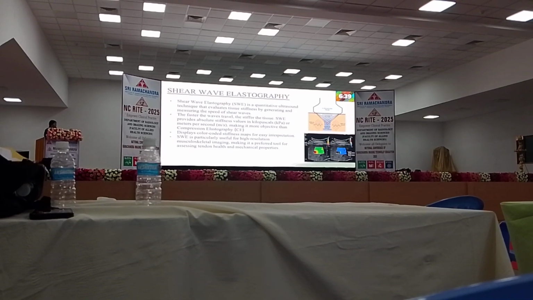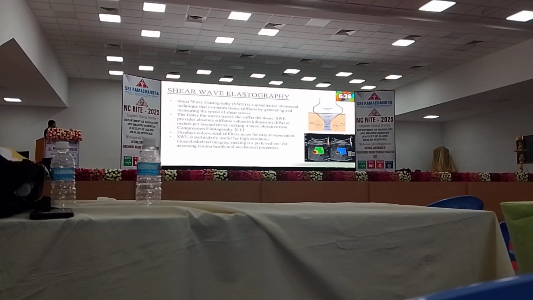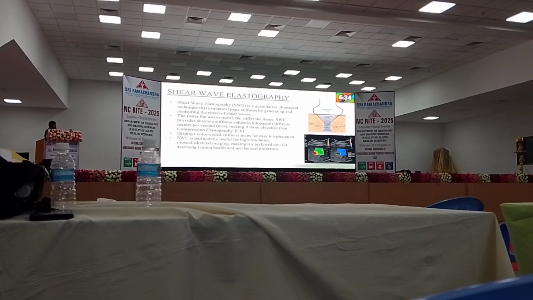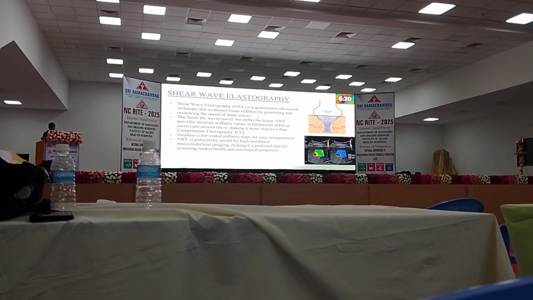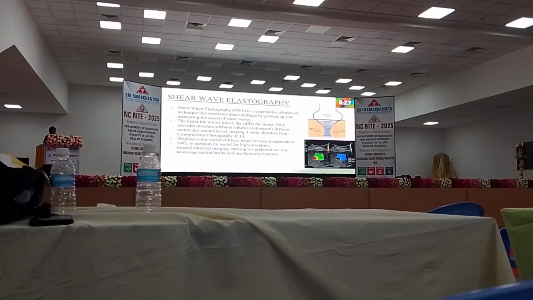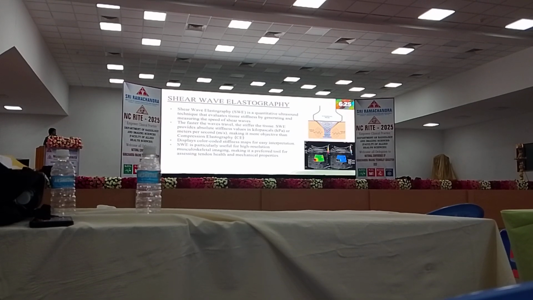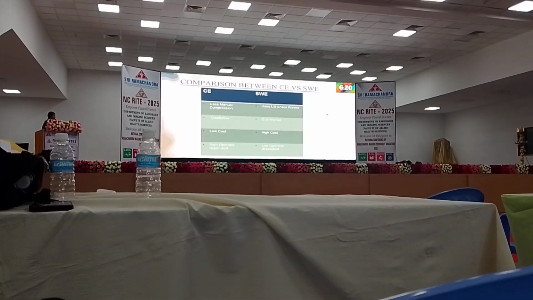making it much more objective than the previous compression elastography. Like I said before, compression elastography shows a color-coded strain map. Here, shear wave elastography also shows a color-coded map for interpretation. SWE is particularly useful for high-resolution musculoskeletal imaging, making it a preferred tool for assessing tendon health and its mechanical properties. This is just a brief comparison of CE versus SWE.